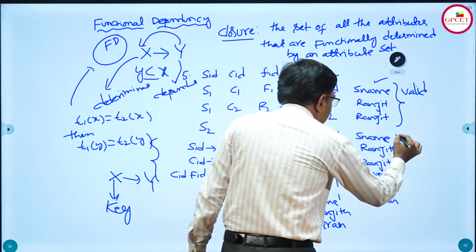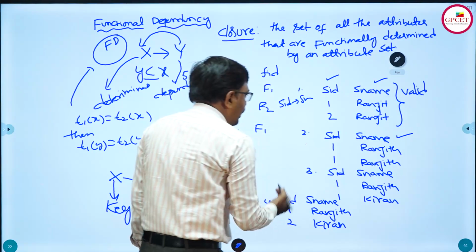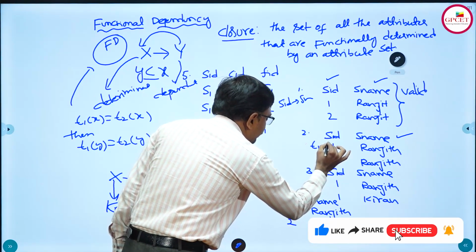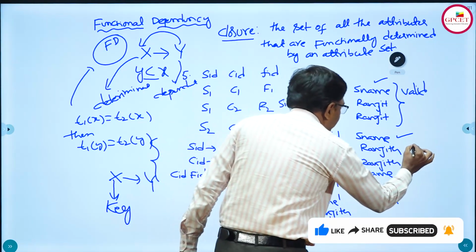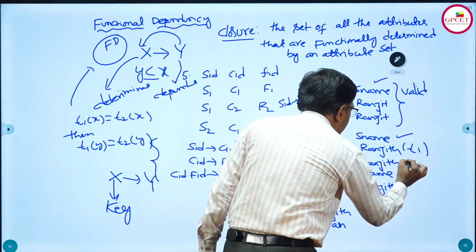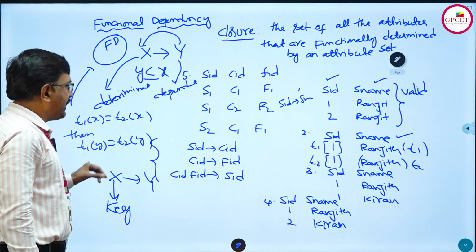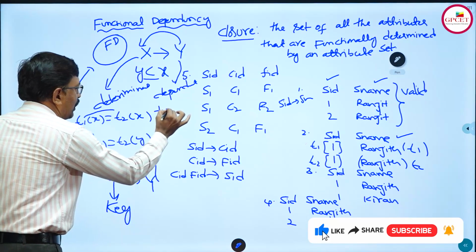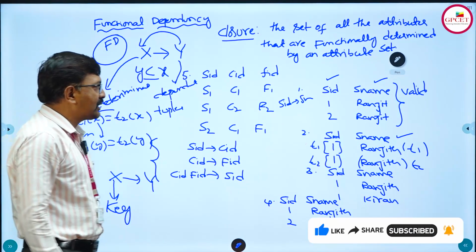Second case, what is the second case? Second example, SID, S name: 1 Ranjit, 1 Ranjit. Observe here, based on the property, T1 of 1 equal to T2 of 1, T1 of Ranjit equal to T2 of Ranjit. What is the property? T1 of x equal to T2 of x. Here, T1 and T2 are the tuples, and X and Y are the attributes.